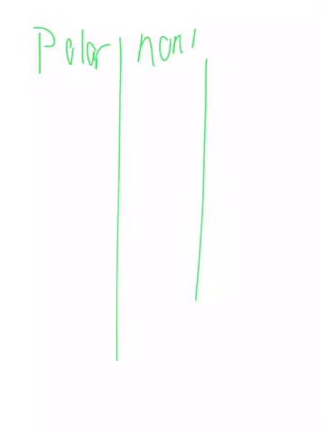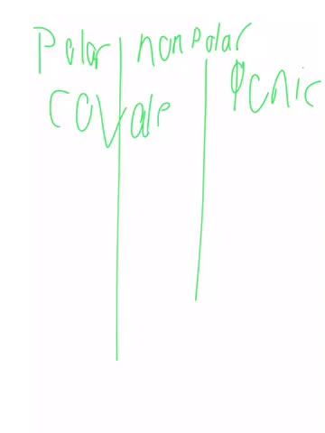There is polar, nonpolar, and ionic. Each of these bonds have different poles, and they transfer electrons differently during bonding. Polar and nonpolar are covalent, which means they share electrons when bonding.